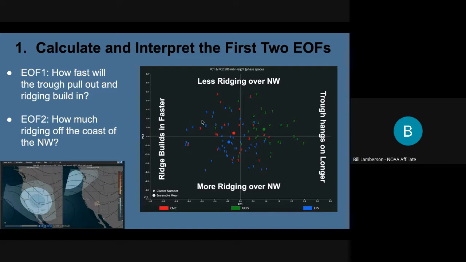And you can perform the same sort of thinking with EOF2. In this case, all the ensemble members up here have positive principal components for EOF2. So you're lowering heights off the coast of the Pacific Northwest, so less ridging over the Pacific Northwest is what this part of the phase space denotes. And then down here in this part of the phase space, you're basically subtracting lower heights, in other words, raising them. And you have more ridging over the Northwest in that part of the phase space.